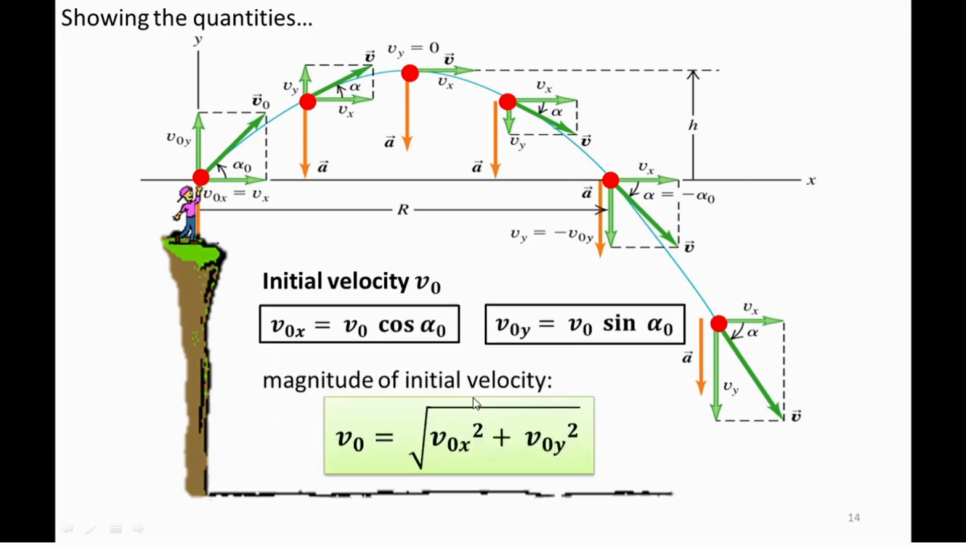Now, if it's the other way around, say for example, you are given the values of the x component and the y component of the initial velocity, and then you are asked to calculate the magnitude of the initial velocity, all you have to do is use the Pythagorean theorem. So the magnitude of the initial velocity is just the square root of the sum of the squares of the x component and the y component, as shown in this slide.